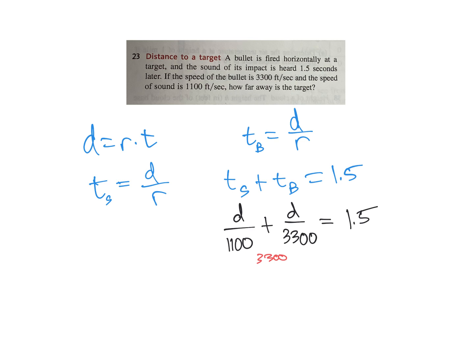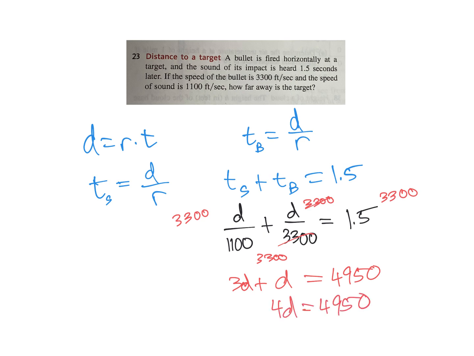All right, so now we got to get a common denominator, which really is 3,300. So if we multiply everything by 3,300, okay, that removes all of the denominators. All right, so 3,300 divided by 1,100 is 3, so that's 3d. And these two reduce out, that's just d. And 1.5 times 3,300 is 4,950. So we have 4d equals 4,950. Divide by 4, and you get 1,237.5 feet.